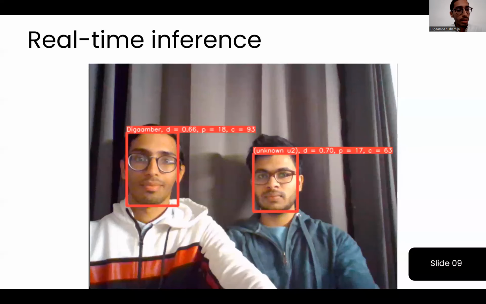So this is an image of the real-time inference of our system. The D here represents distance, P represents the presence, and C represents the count. This is for a known individual, and this is for an unknown individual.